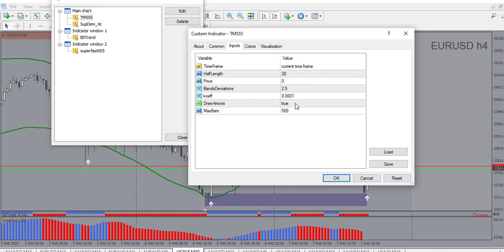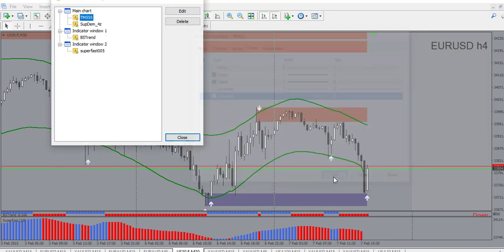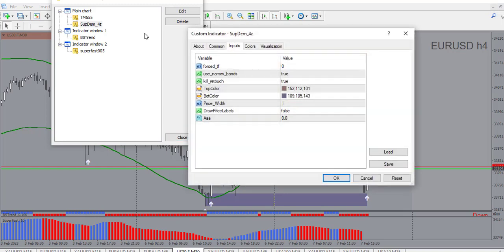Draw arrow, you must turn it to true, if not it's not going to show. So whenever you attach the indicator on the chart, make sure you turn it to true if you want to see this arrow on your chart. And this is just the setting for this particular indicator. Just click OK.